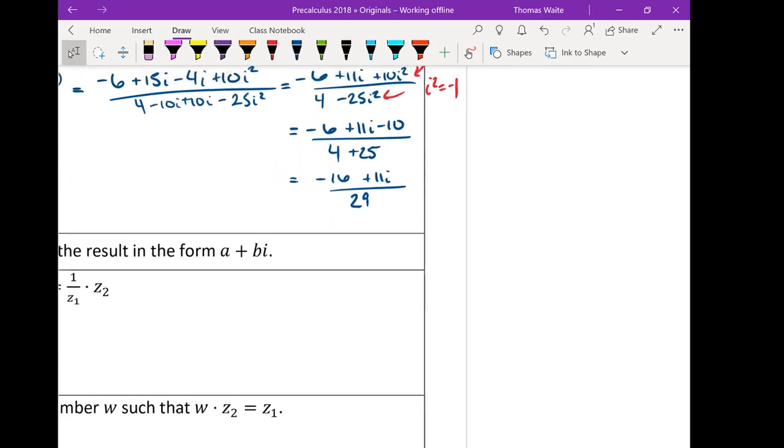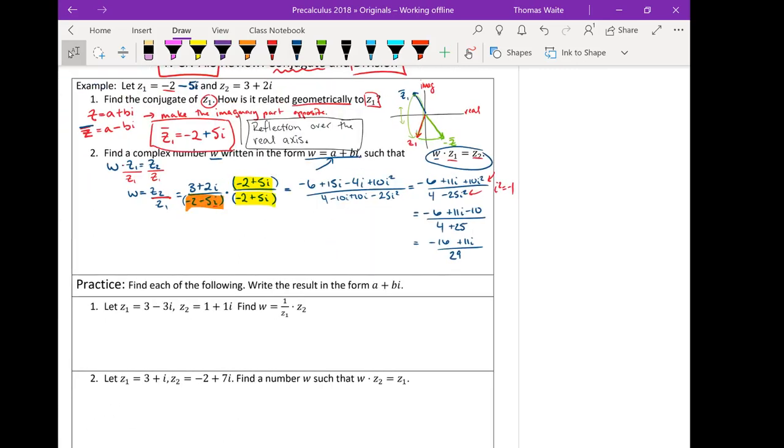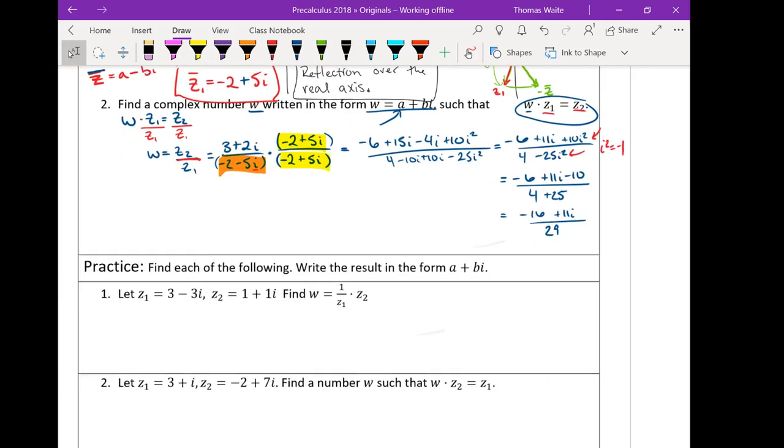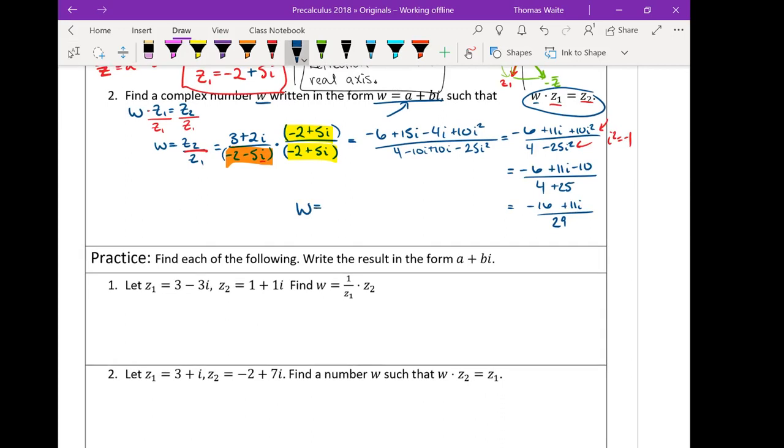And then maybe as a fraction, or as a decimal, we could approximate this as well if we wanted to graph it. Actually, it'd be fine to just write it as a fraction, so let's do that. I would say at this point, w equals negative 16 over 29. We've got to split up, both are being divided. That's our a term, that's our real part, negative 16 29ths. And then our imaginary part is plus 11 over 29 i's.